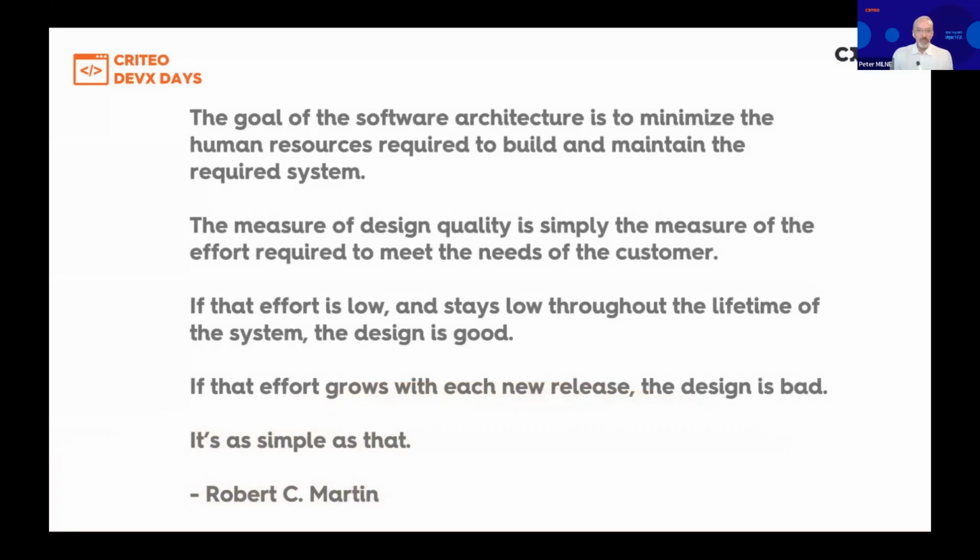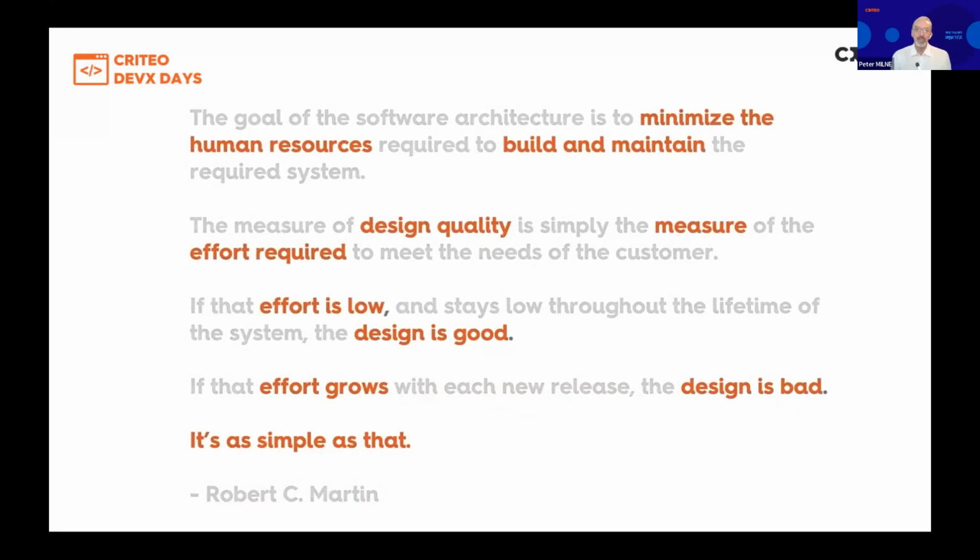So there's lots of words on the screen here that talk about software architecture and what it is. Let me filter some of this out for you. Just pay attention to what you see in orange. The goal of software architecture is to minimize the human resources to build and maintain a system. That's it. The design quality is a measure of the effort required. If the effort is low, the design is good. If the effort grows over time with each new release, the design is bad. It's as simple as that.